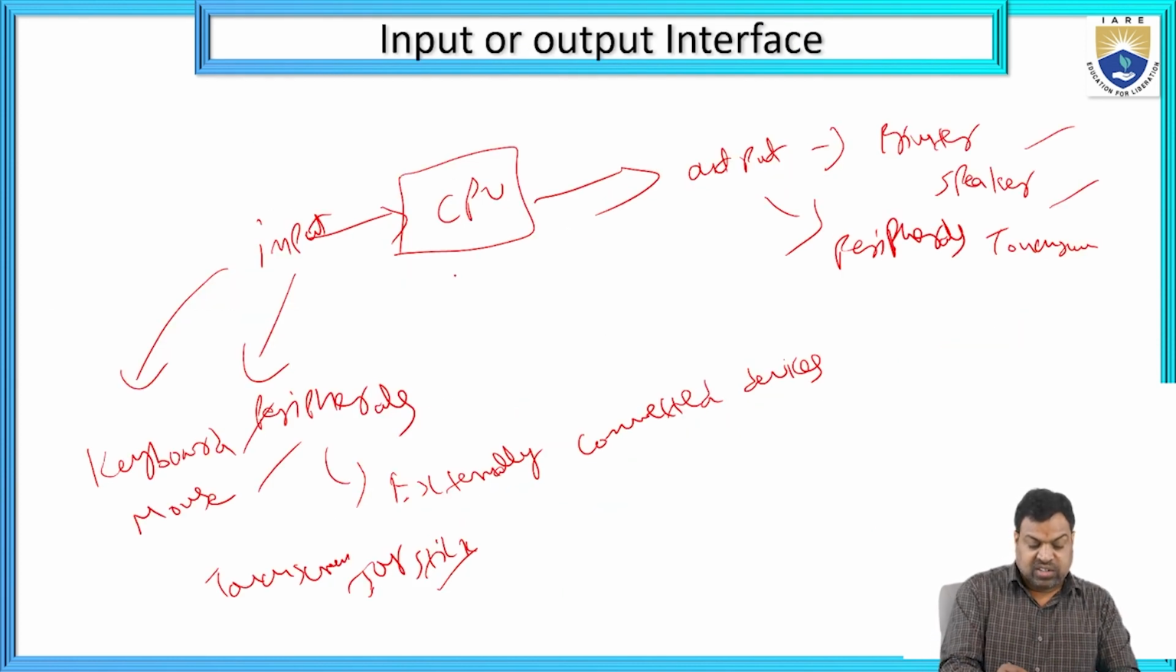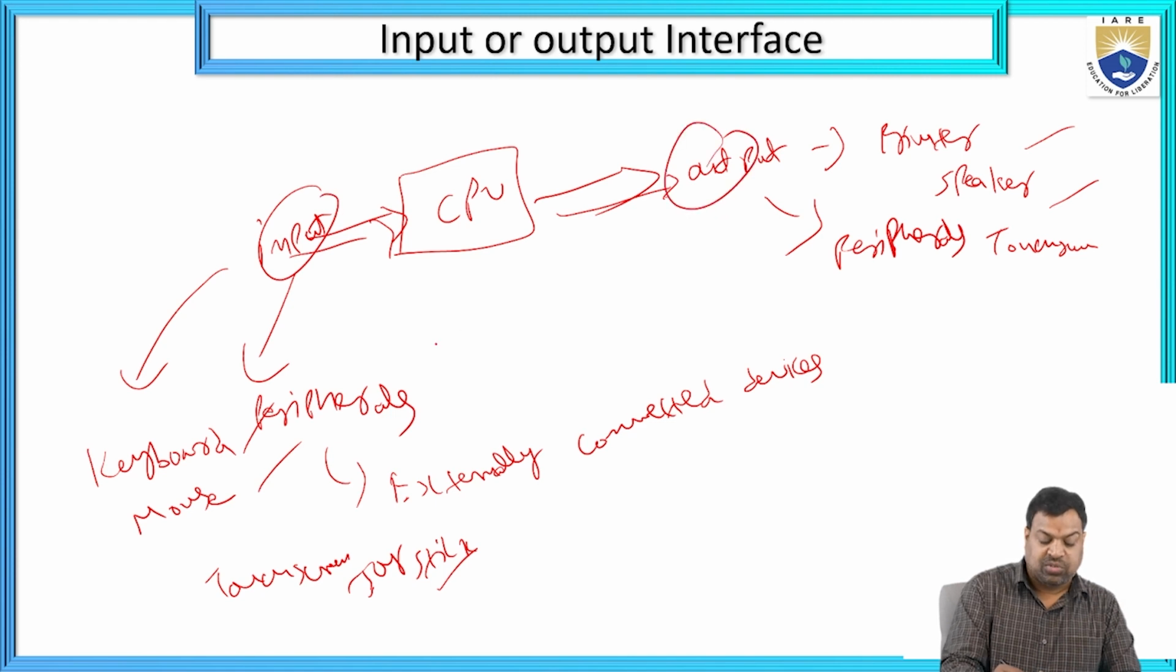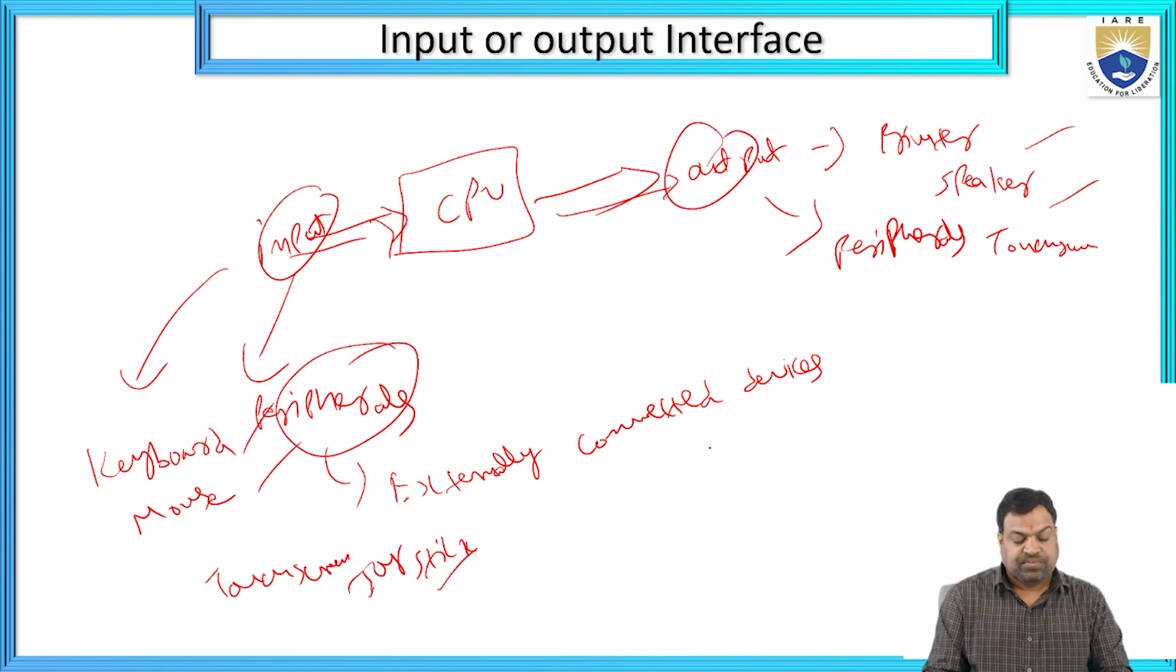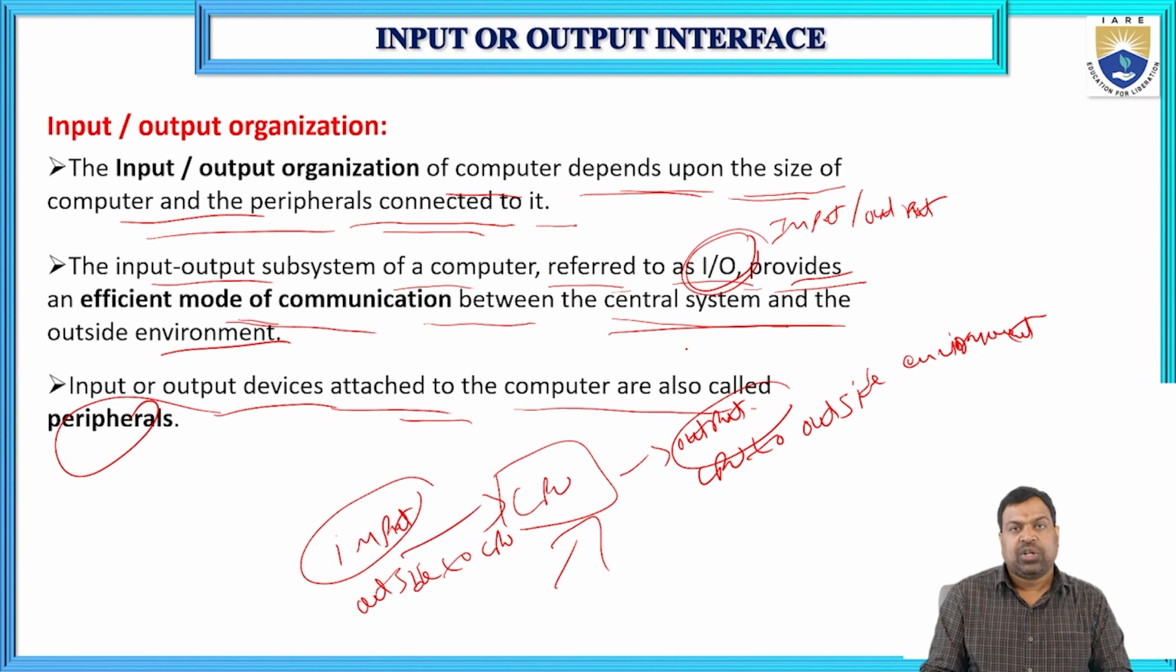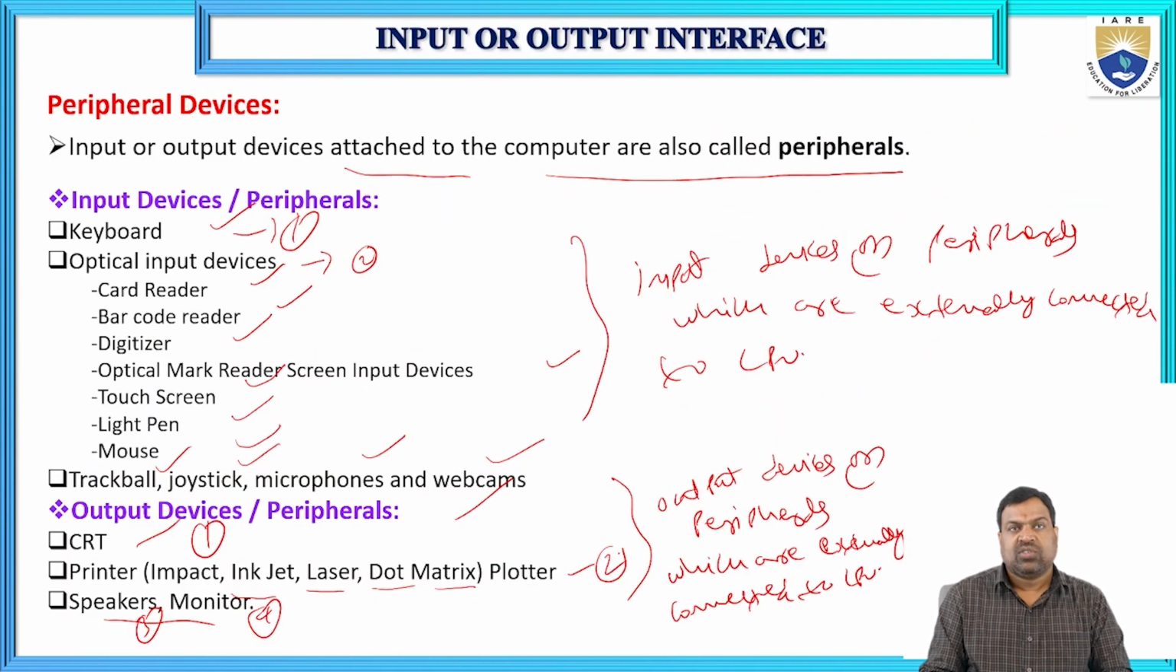So what are the input and output connections? These inputs and outputs we are calling peripherals. So in the peripherals, the input-output subsystem of a computer, referred to as input-output, provides an efficient mode of communication between the central system and the outside environment. Input-output devices attached to the computer are also called peripherals. So what are the input-outputs? We are calling them peripherals.